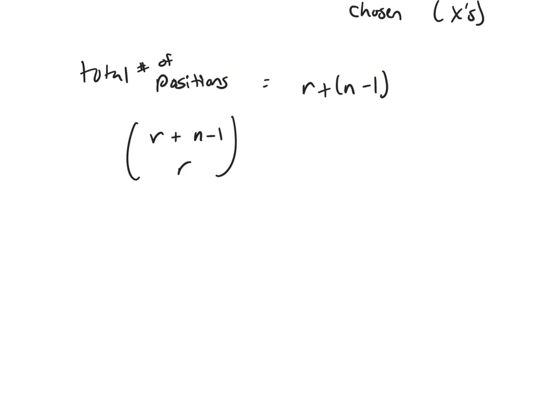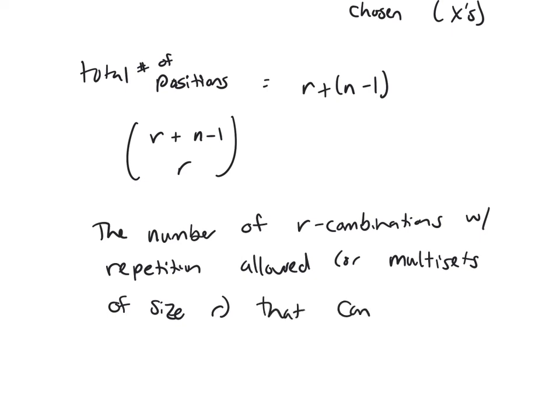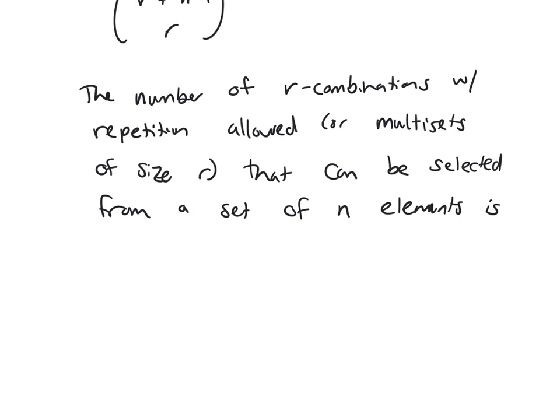So let me write it up here formally. The number of R combinations with repetition allowed, or you can say multi-sets of size R that can be selected from a set of n elements, is R plus n minus 1, choose R. So that's how we count them in general.